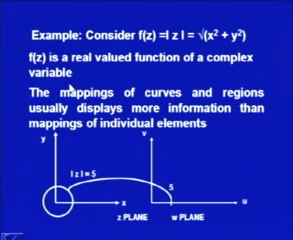Normally, the mappings of curves and regions usually display more information than mappings of individual elements. So, under this mapping we write what a particular point will map to. A particular point in z plane will map to a point in w plane, but it is more meaningful if I say this circle mod z is equal to 5 will map to this curve in the w plane. So, this boundary will map to w plane. So, normally mappings of curves and regions display more information rather than mapping of individual elements.